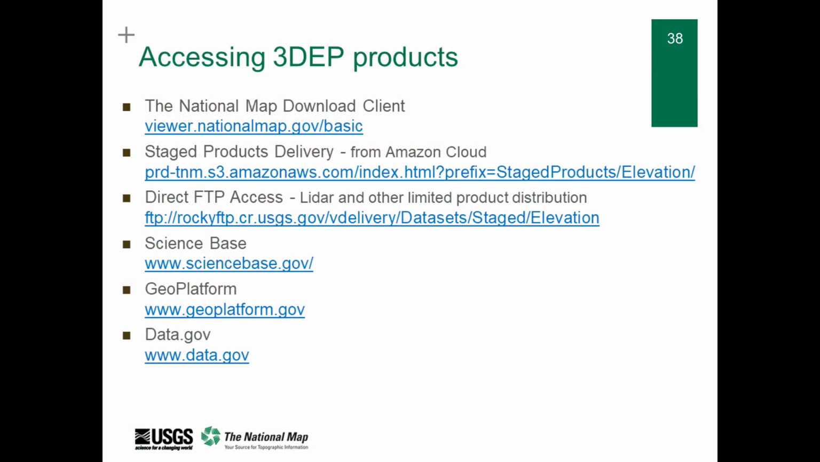Sometimes it's preferable to download the data files. This is especially true, for example, if you need to manipulate or analyze the data content with other local data. 3DEP data can be downloaded from a number of source sites. This list provides the site names and links. The first site listed, the National Map Download Client, is the primary repository for digital USGS mapping data. Lesson 4 in this instructional series provides further details on using the download client.